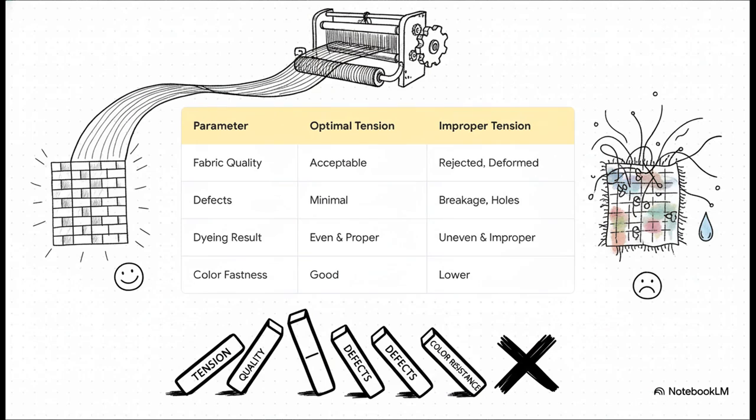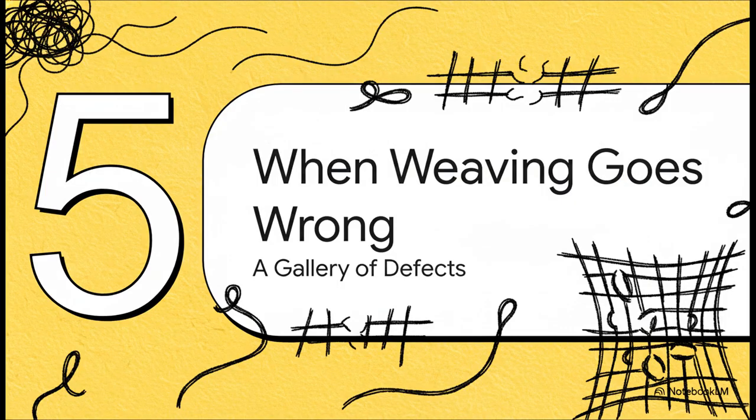And the stakes are just laid out so clearly right here. This table really shows the domino effect. With optimal tension, everything works beautifully. But with improper tension, the fabric quality is immediately rejected. You get yarn breakage, you get holes. But look further. It even causes uneven dyeing and makes the color less resistant to washing and rubbing. The crucial point is, one mistake in tension doesn't just cause one problem, it ruins the fabric in a whole cascade of ways.